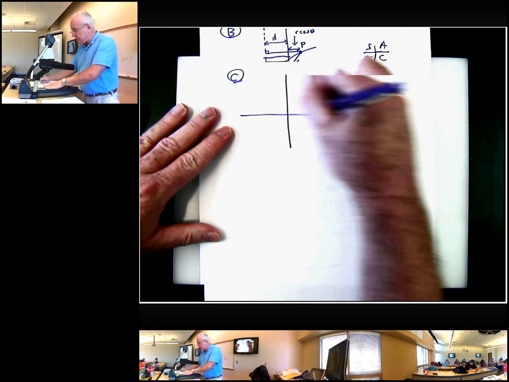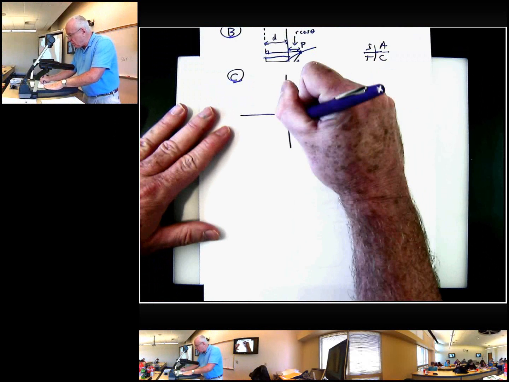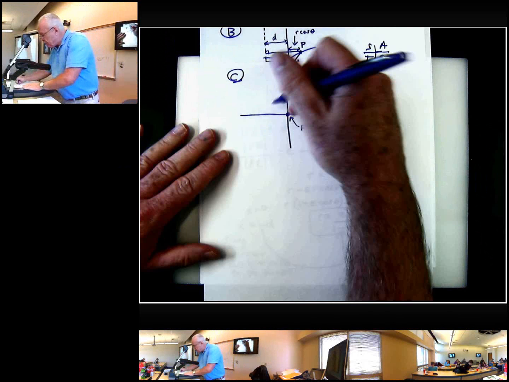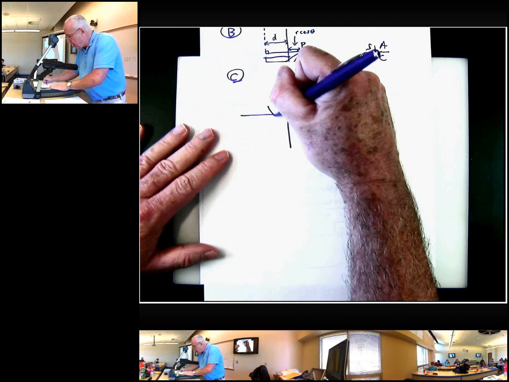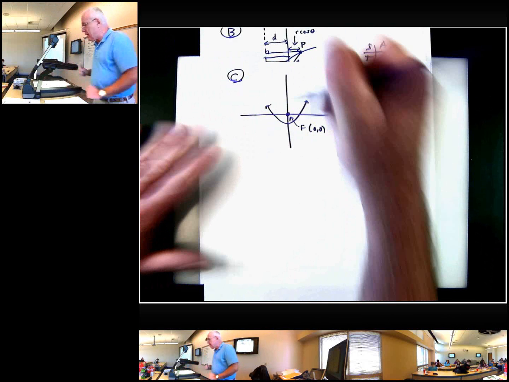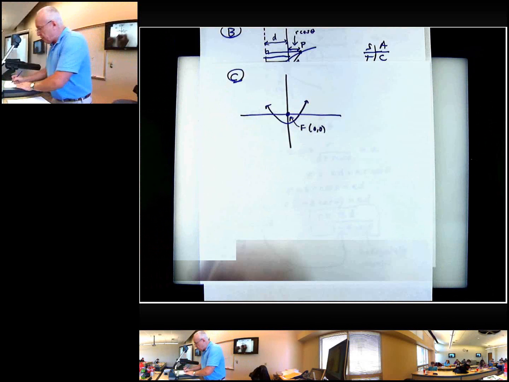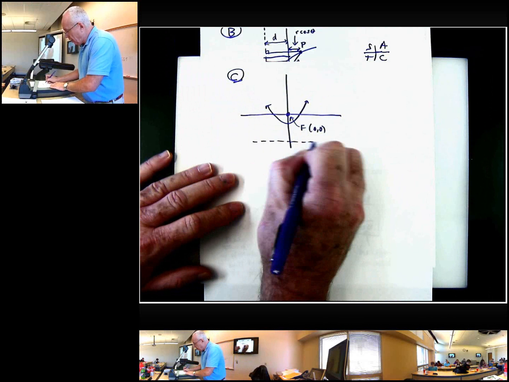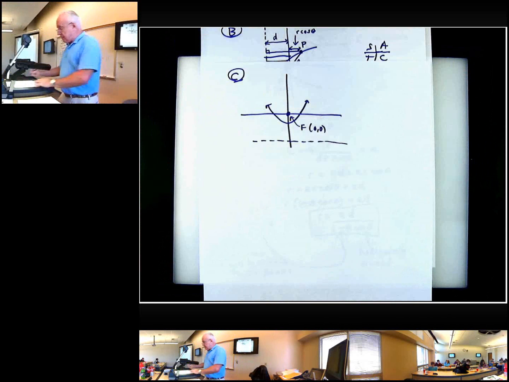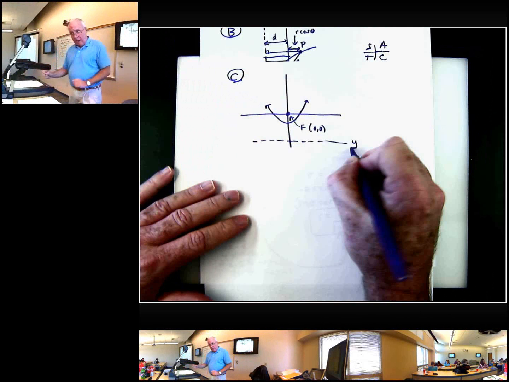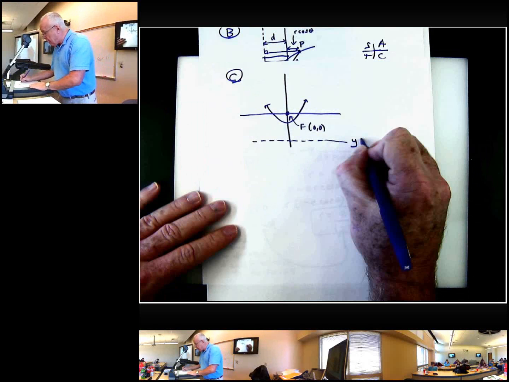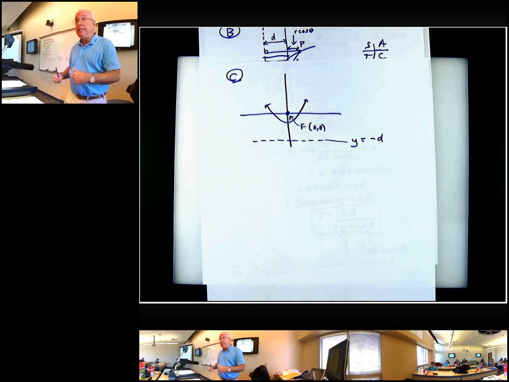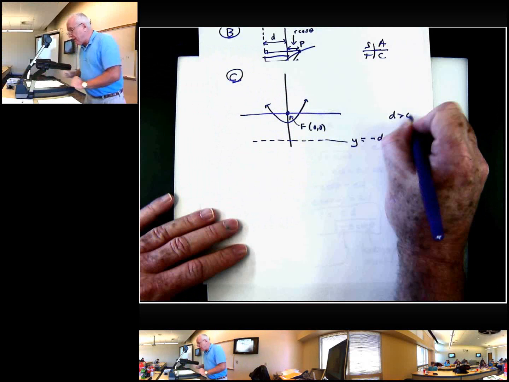Here's our axis. Remember, our focus is always going to be right there at 0, 0, except now the curve is going upward. So our curve's going to be looking like that, and our directrix is going to be down here on the other side. In this case, our directrix is a horizontal line, below the x-axis. It's going to be y equals negative d. We're always assuming d is positive.